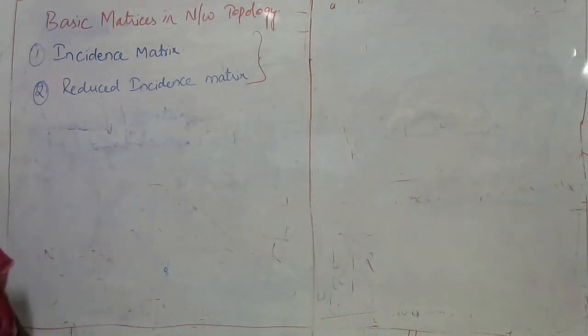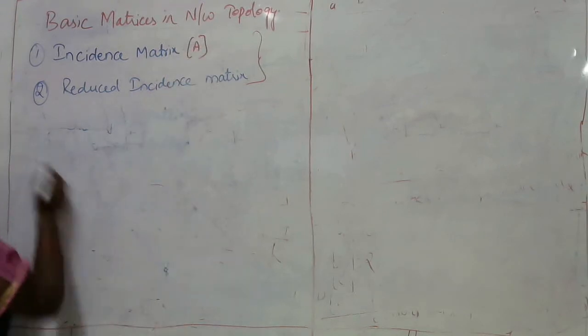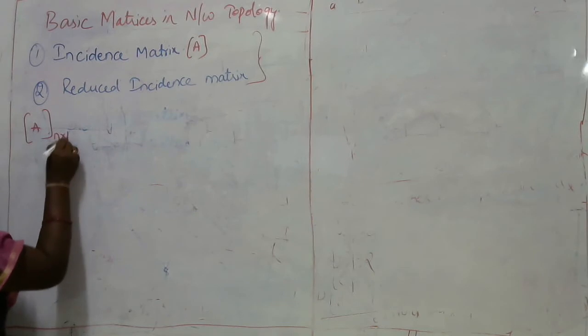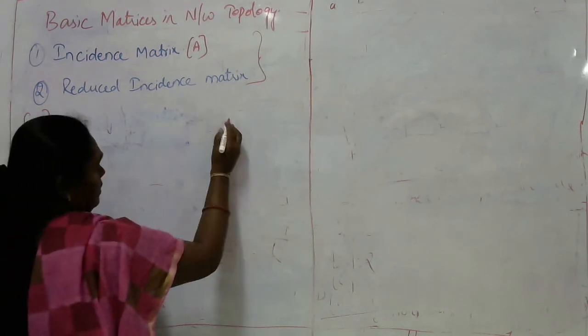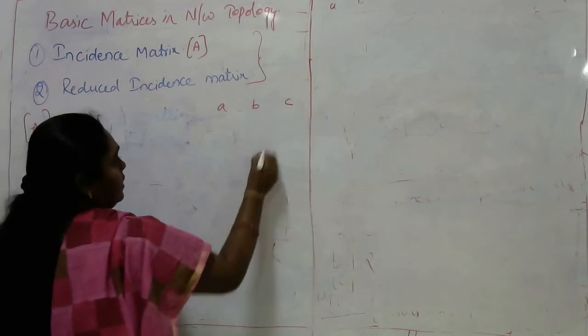First, let us see the incidence matrix. In case of an incidence matrix, the size is given by n cross b. The incidence matrix is represented with capital A and its size is n cross b. Here n is the number of nodes and b is the number of branches. Now I am drawing that graph. This is A, B, C, D.